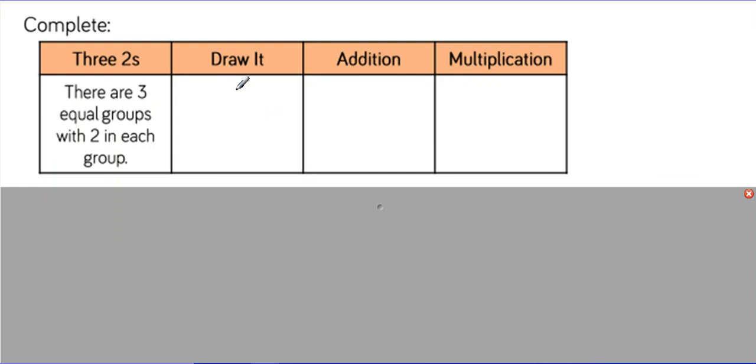Okay, so this one is very much like we've done before. We've just got multiplication added onto the end. So, there are 3 equal groups with 2 in each group. Can you draw it, add it, and multiply it? So, they've given you the story. You've got to draw it and then show it as an addition, show it as a multiplication. Pause the video and have a go at that one.